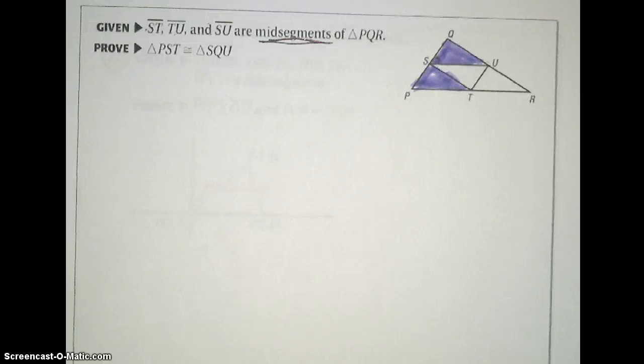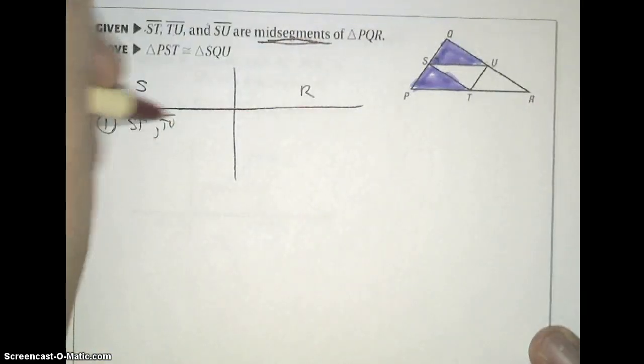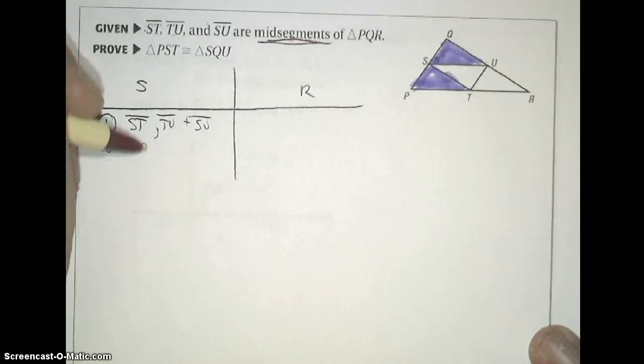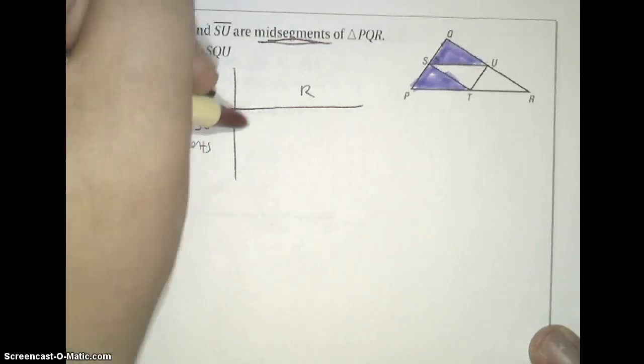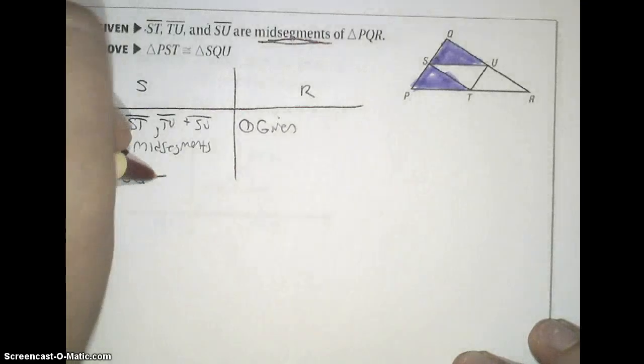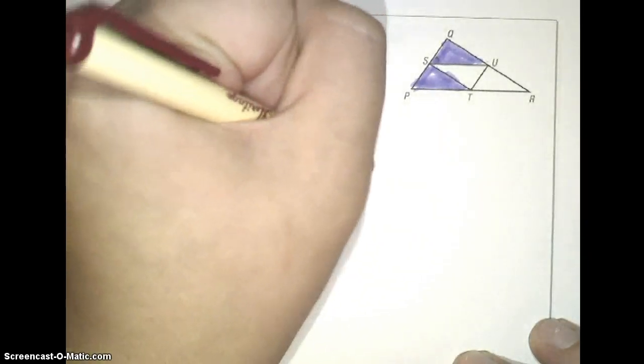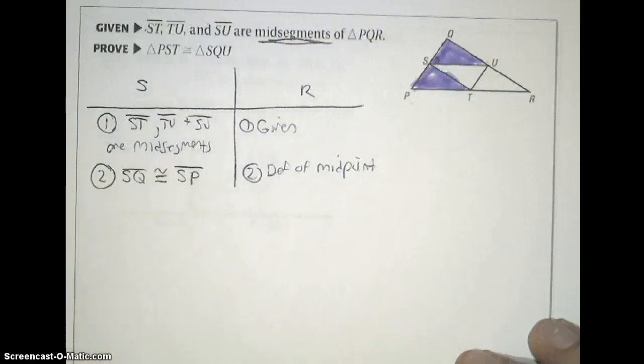We'll talk about that particular one in just a moment, but let's begin our proof here. So we have our statements and our reasons, a two-column proof. First thing I want to state is that ST, TU, and SU are mid-segments, and that's through my given. Now, let's start with the first fact. The first fact is the easiest fact. I know that SQ is going to be congruent to SP. That's because of the definition of midpoint. Remember, S is the midpoint of QP because SU ends up being the mid-segment.